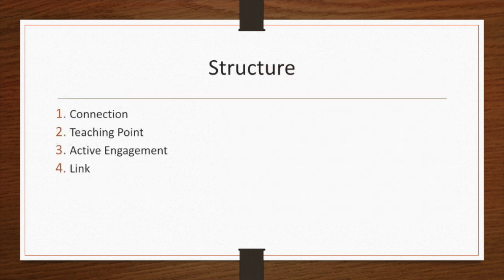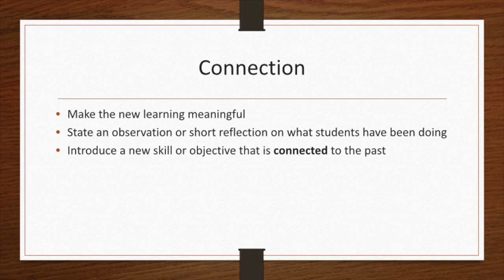The mini lesson has four distinct parts: the connection, teaching point, active engagement, and the link. The first part of the lesson is the connection. When students are gathered closely, the teacher will introduce the lesson by connecting to something she noticed from the past. Perhaps she noticed something that students need to work on based on their current writing, or perhaps she just wants to build on something they've been working on or learning. By making a connection, the teacher helps students understand why this new learning relates to them and is meaningful.